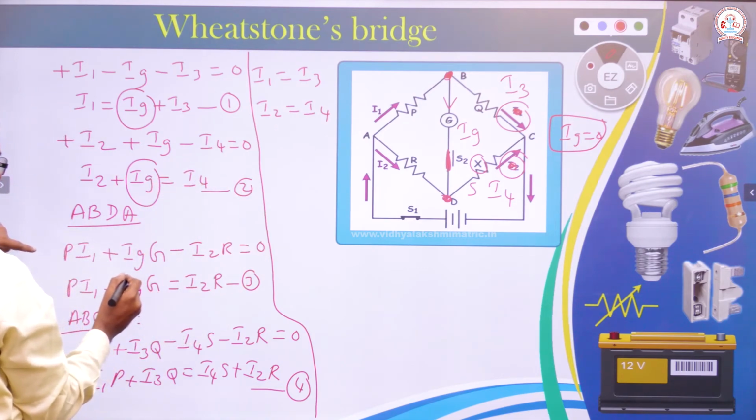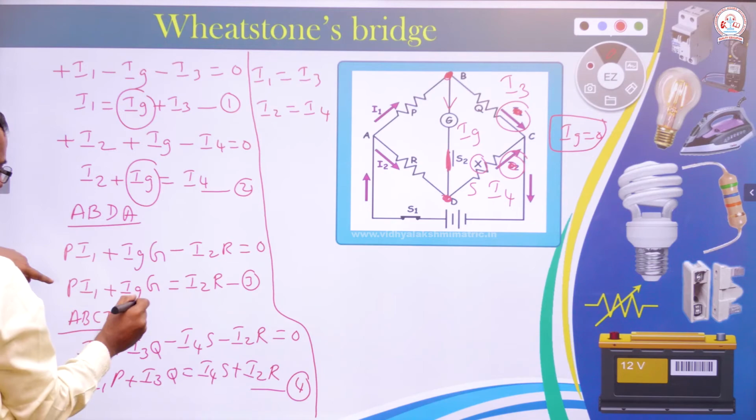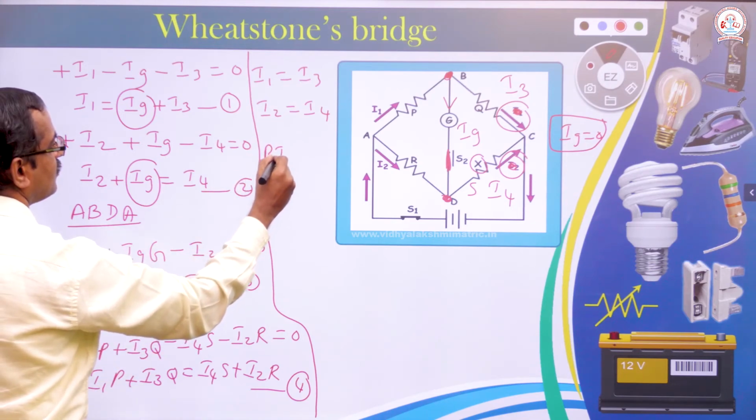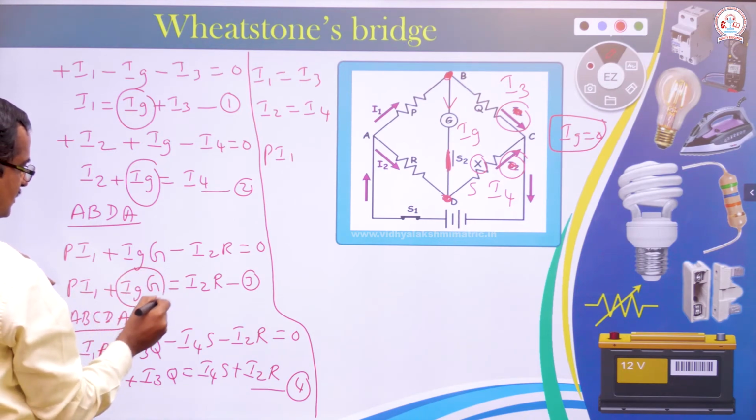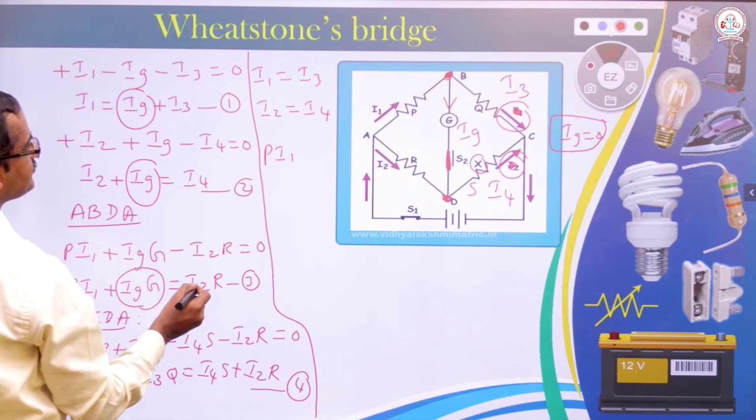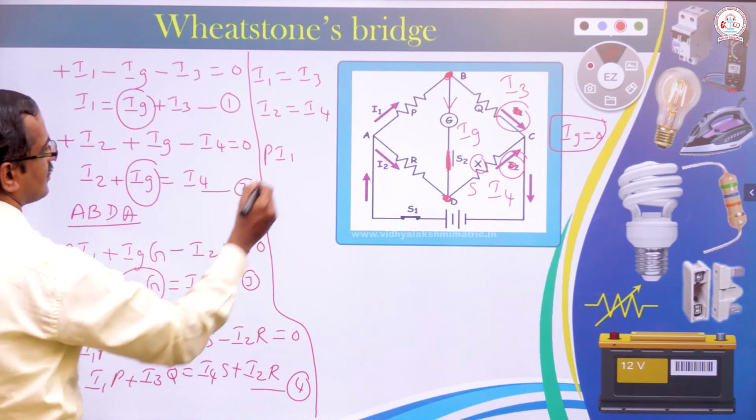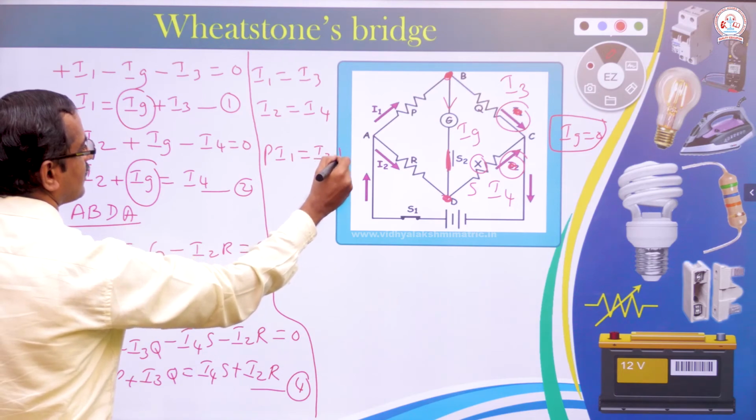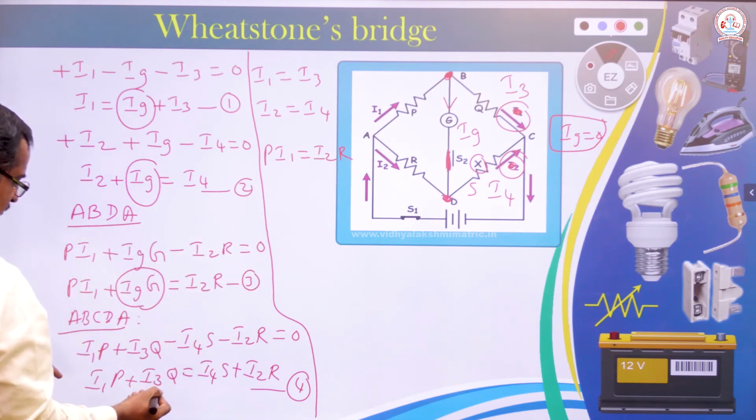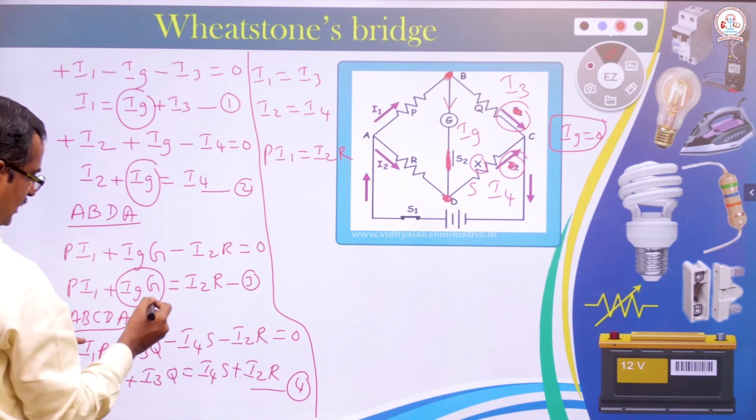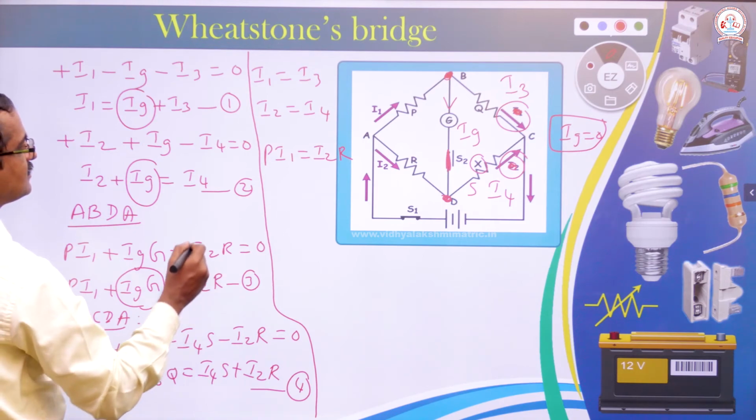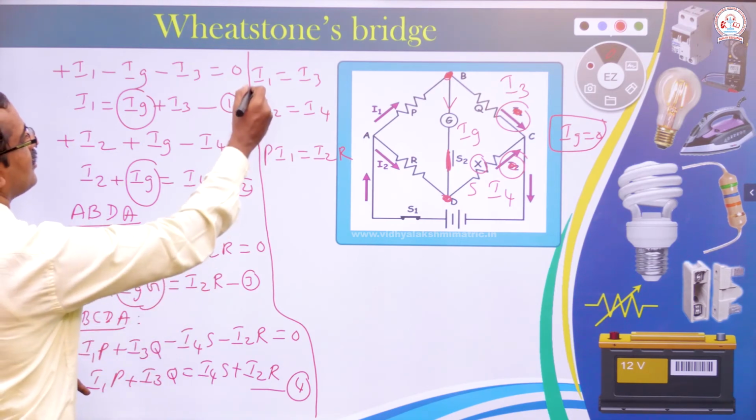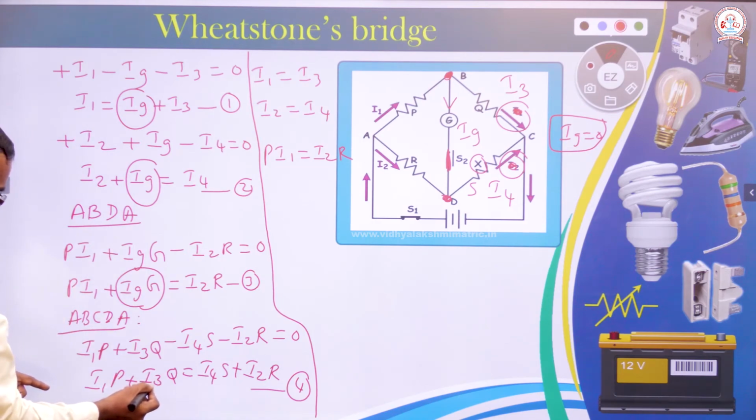If Ig equal to 0, in this equation the term Ig into G becomes 0, so P into I1 is equal to I2 into R. Coming to the other equation, with Ig equal to 0, we can write I1 equal to I3, and if you substitute here, you get I1 common, then P plus Q.